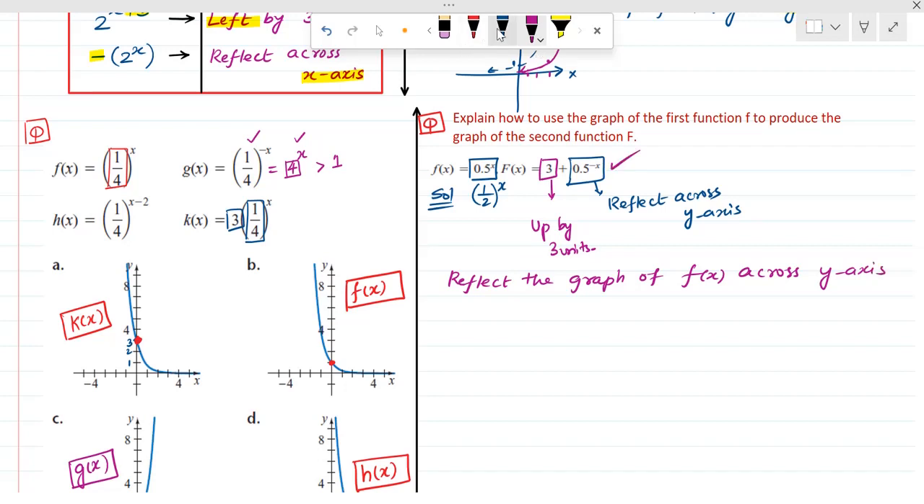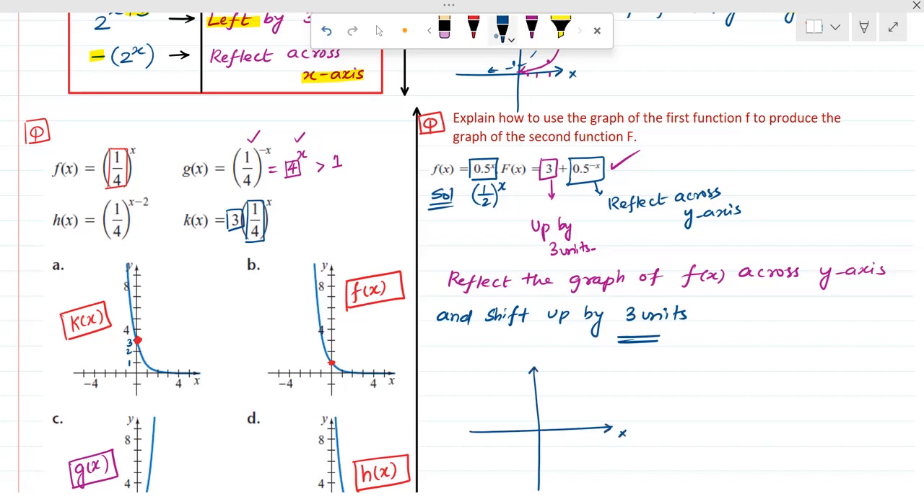And shift up by 3 units. So if you draw the graph, it seems this is the answer, it is over. This answer is over. Suppose you want to draw the graph without the schedule, this is very simple. I will write it here.